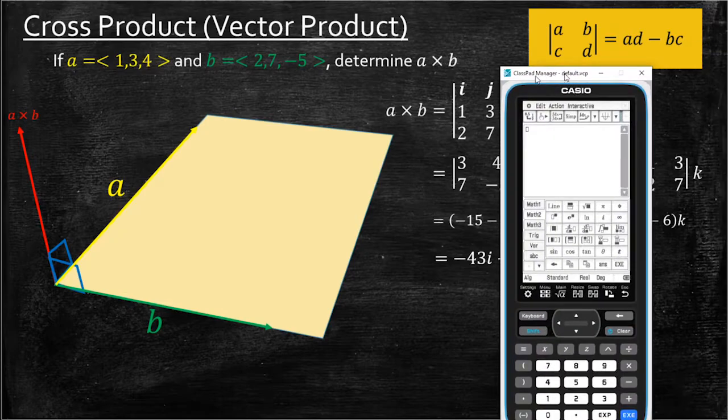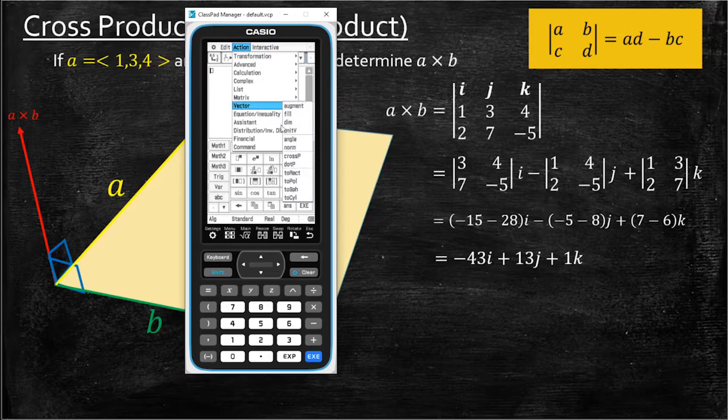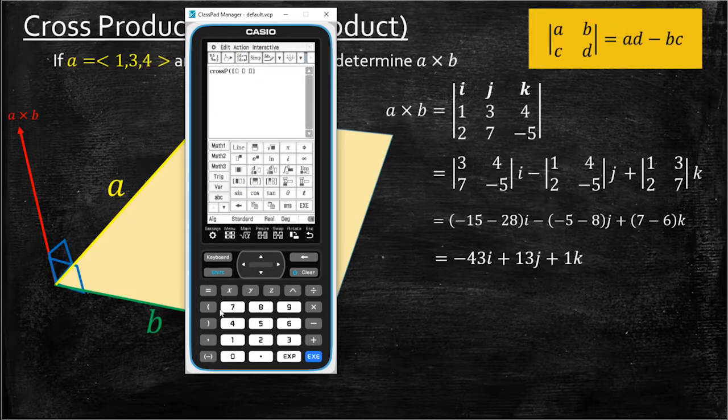Let's just have a look at how we can do that in our ClassPads. What we'll do is go to action, vector, cross product, and then type in the two vectors. The first vector was 1, 3, and 4, and the second vector was 2, 7, and negative 5. When you find the cross product between those two, you end up with negative 43, 13, and 1.